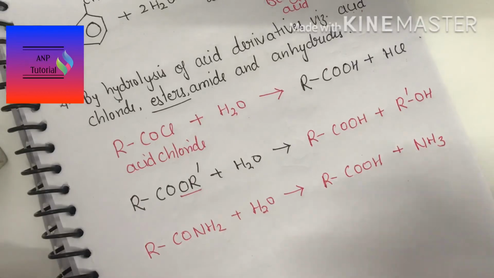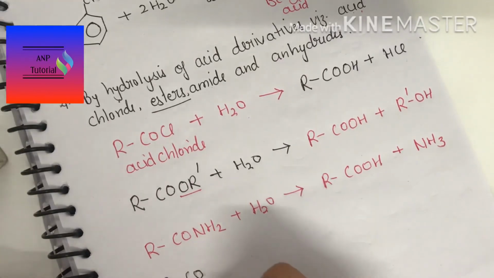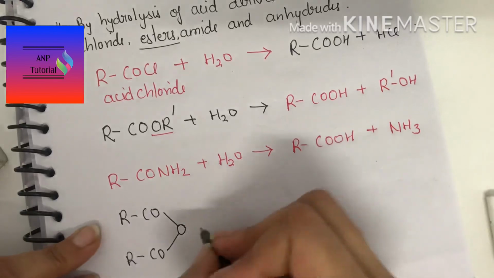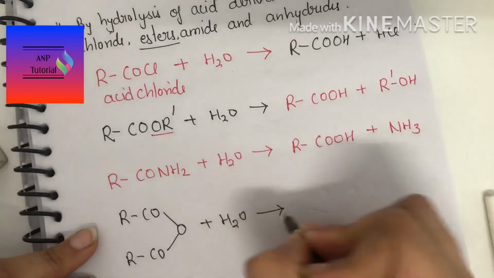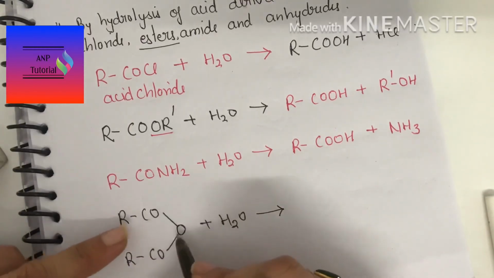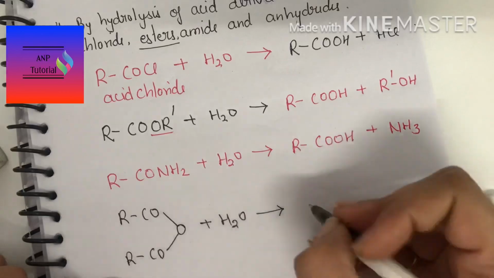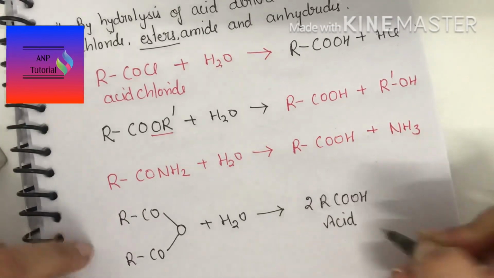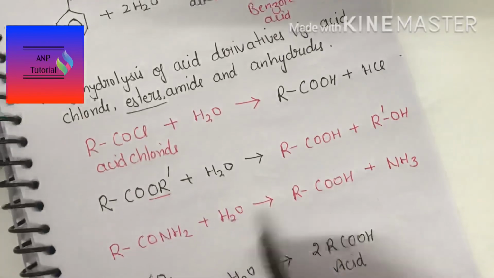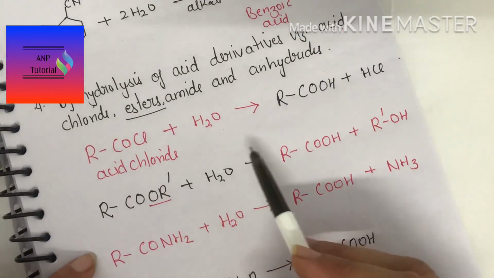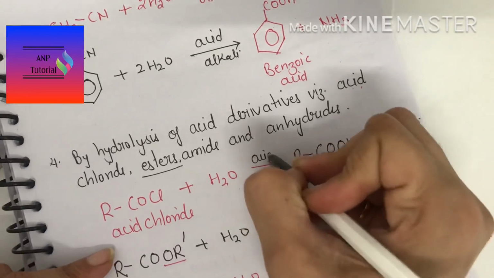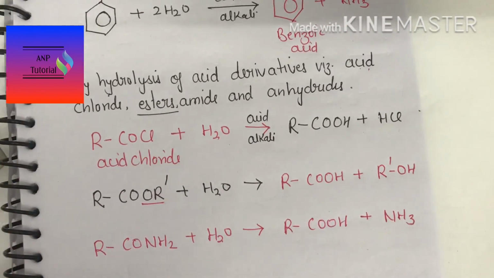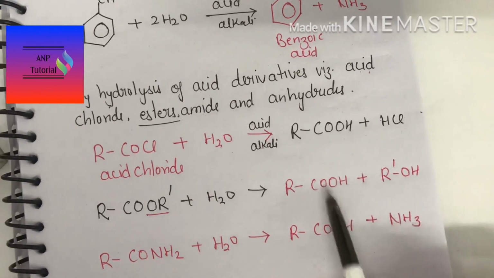For acid anhydride, what will we take? (RCO) twice, and it is connected to what? Oxygen, right? Hydrolysis of it will happen. What will it become? 2 molecules of RCOOH will be formed. What will you get? 2 moles of acid, RCOOH. Acid is formed. Okay, all these reactions happen in the presence of acid or alkali. All the reactions take place in the presence of acid or alkali. So these are the methods by which we can get carboxylic acids, right?